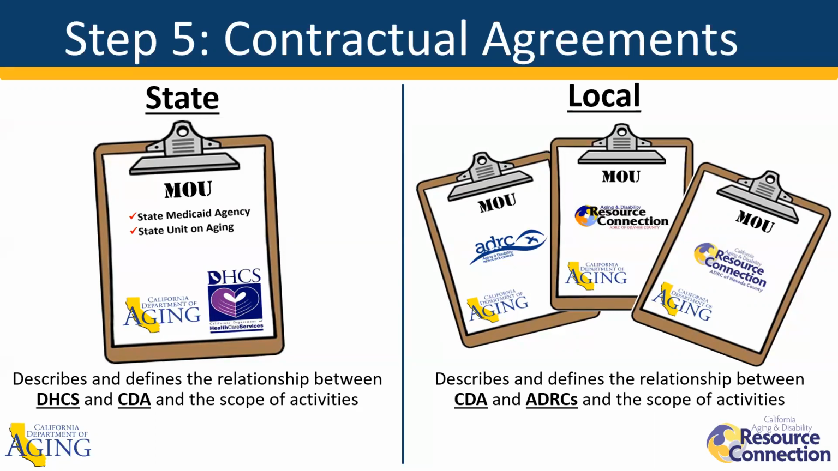So these contractual agreements need to describe and define the relationship between DHCS and the No Wrong Door System entity. It also needs to document the scope of activities to be performed by the ADRCs on behalf of the Medicaid program. So that's why we have to have an agreement in place, not only between DHCS and CDA, but also between CDA and each one of the ADRC partnerships participating in MAC.